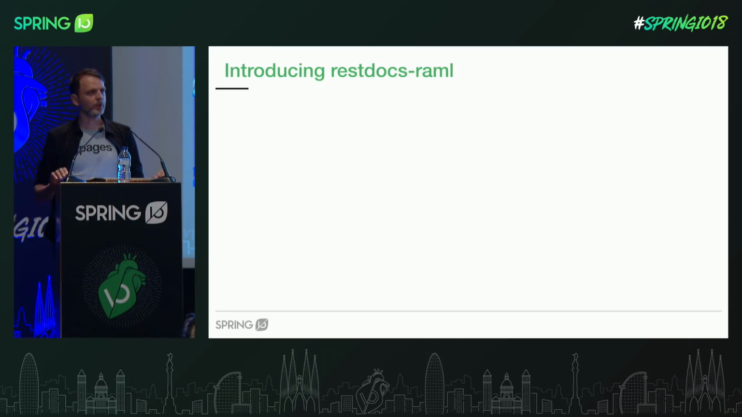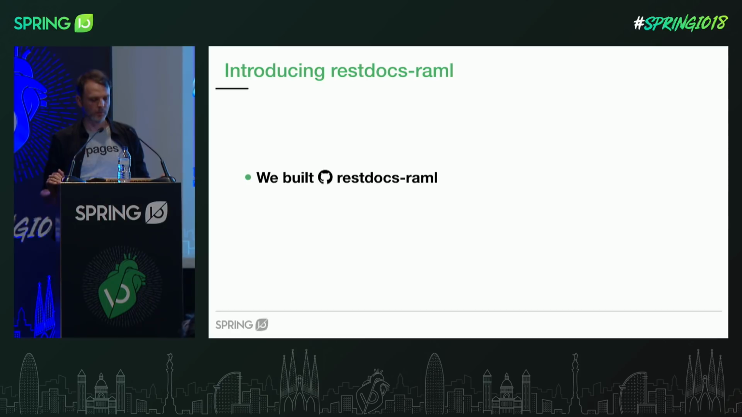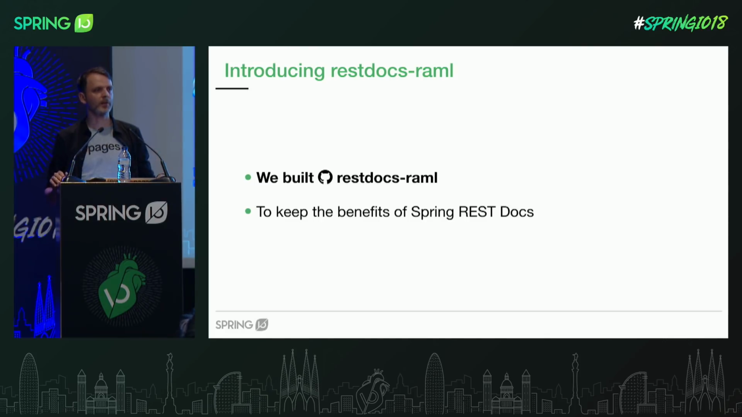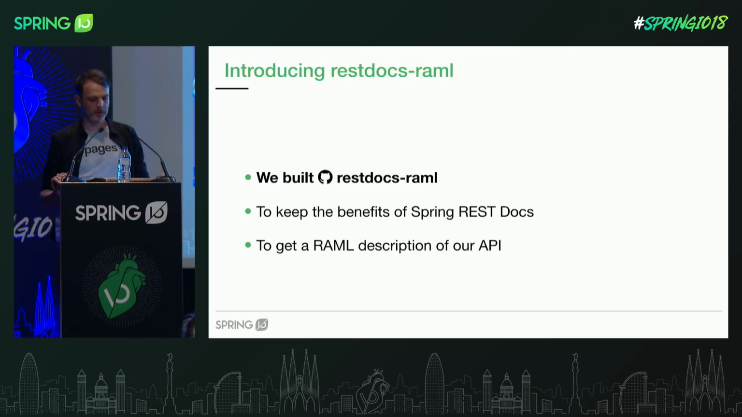Okay, there we were. We wanted to go to this RAML-based approach, and we wanted to keep the benefits we already had, the things that we liked from Spring REST Docs, this test-driven approach, these guarantees in terms of accuracy. We were not finding anything that helps us there, so we were building our own open source project called Docs RAML that was solving that. With that, we can keep everything we like from Spring REST Docs, and at the same time, we can get a RAML description of our API.